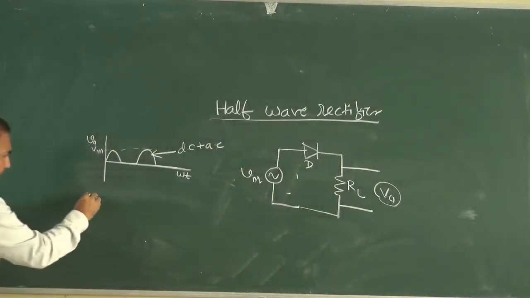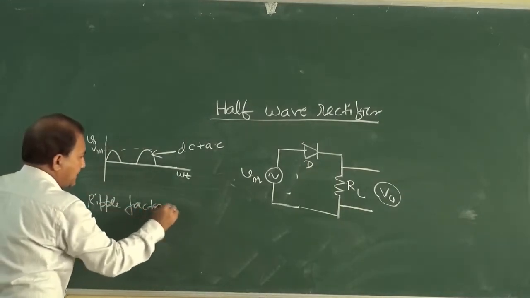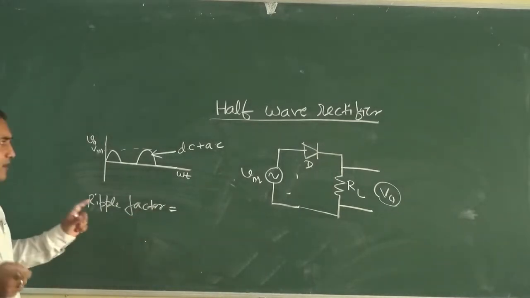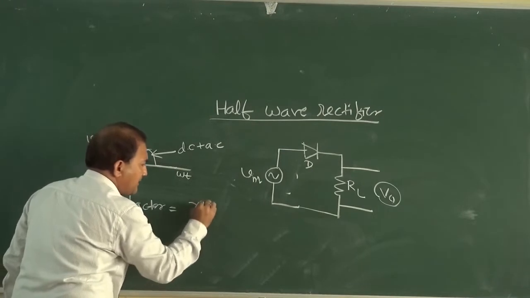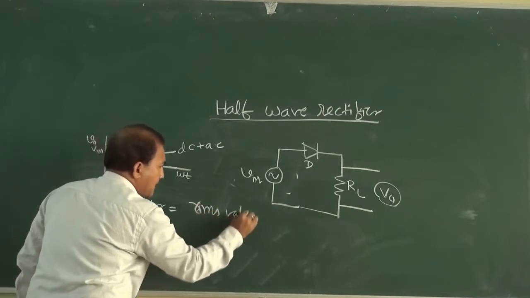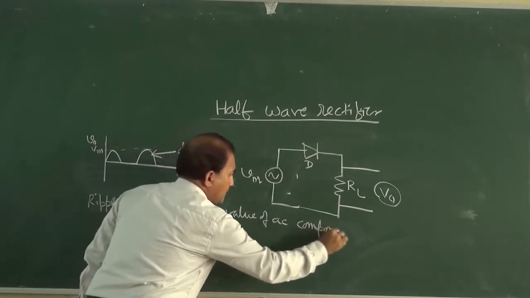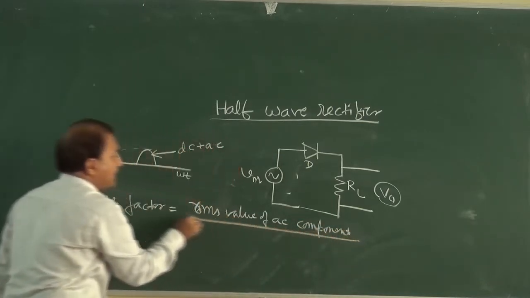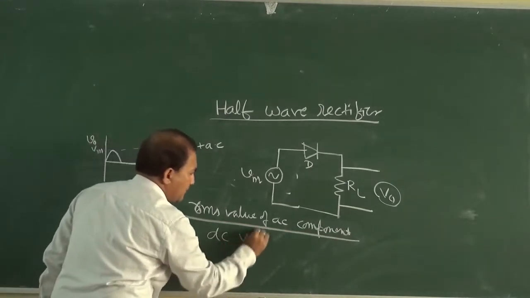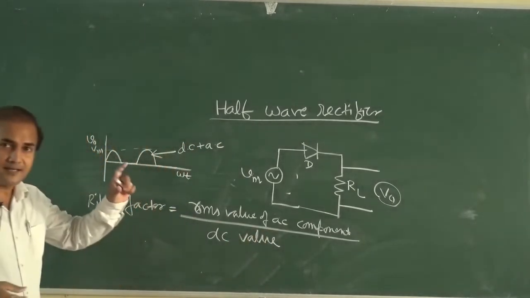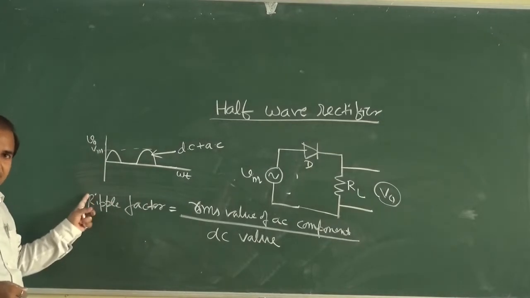So ripple factor is equal to the ratio of the RMS value of the AC component divided by the DC value of the output signal of a rectifier. It is known as ripple factor.